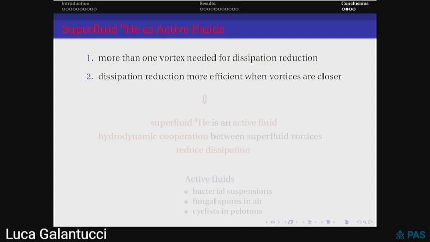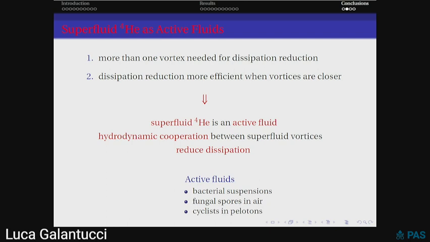So first, we have observed that to have dissipation reduction, you need more than one vortex, and that dissipation reduction is more efficient when vortices are closer. As I've said, this is a typical active fluid feature, and it can be found in bacterial suspensions, in fungal spores, but also in cyclists in a peloton.